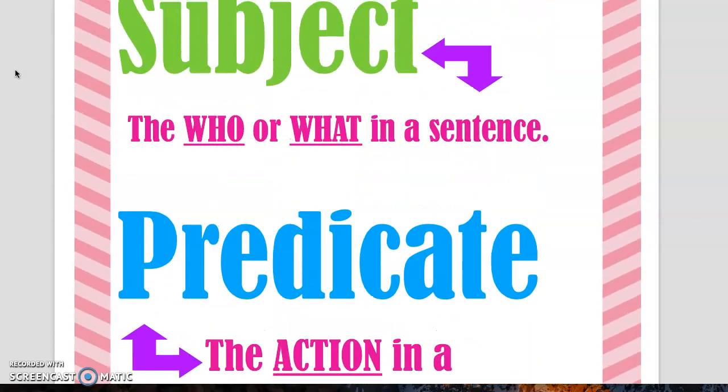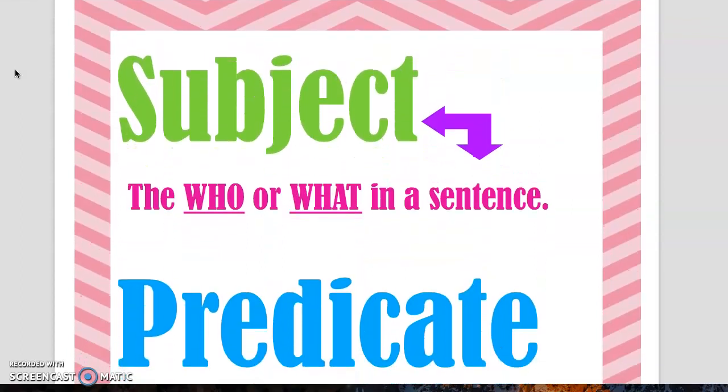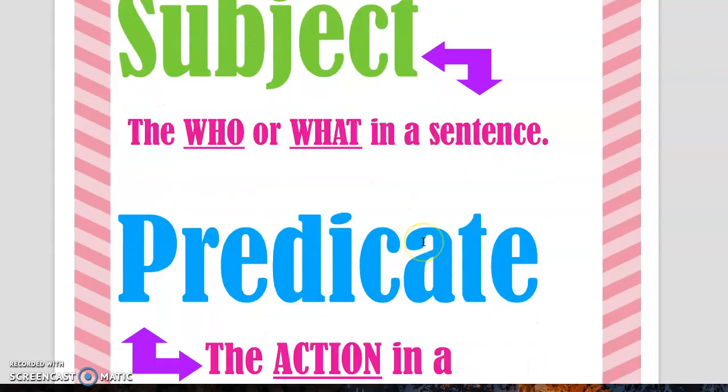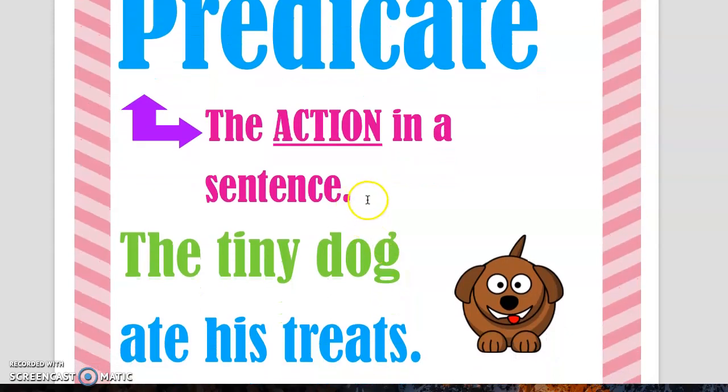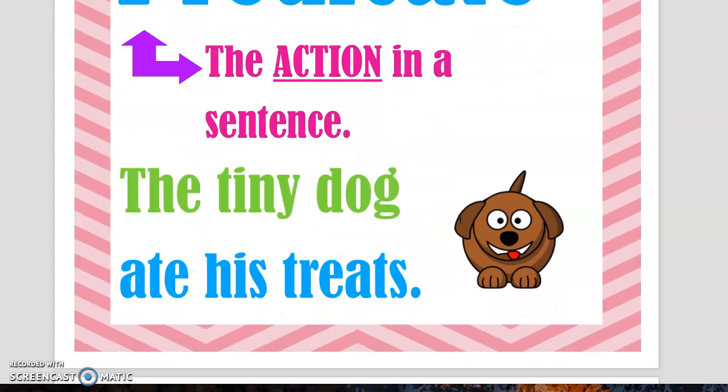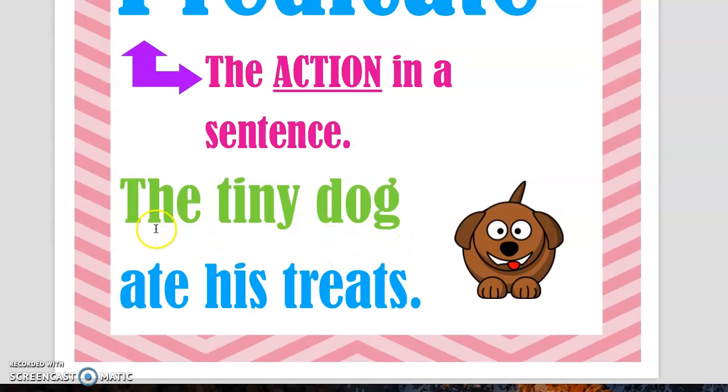So, we've been talking about subjects and predicates. And just a quick reminder, the subject of a sentence is the who or the what in a sentence. And the predicate is the action in a sentence. And here's the example we've been using for the past 2 weeks. The tiny dog is the subject, the who or the what the sentence is about. Ate his treats is the predicate, the action, what the subject does.